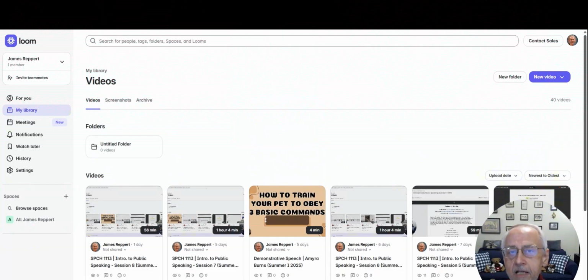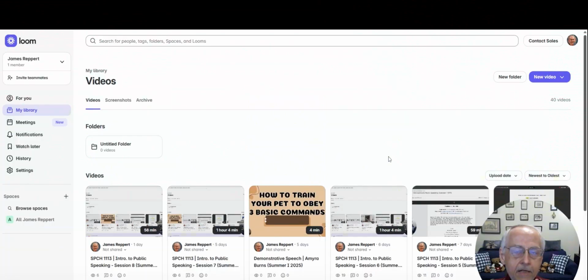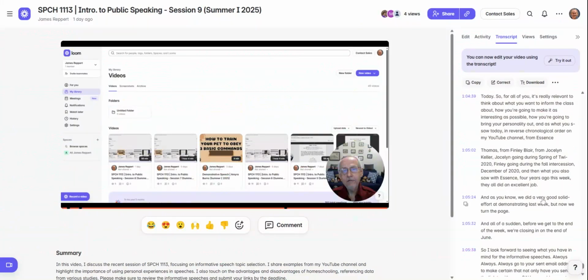Always go to your sent email address to make certain that not only have you sent the link to either my SAU Mag address or to my Prof. James Reppert SAU alternate email Yahoo address, but also double check to make certain that I can access, or you can, either the link or the video itself.